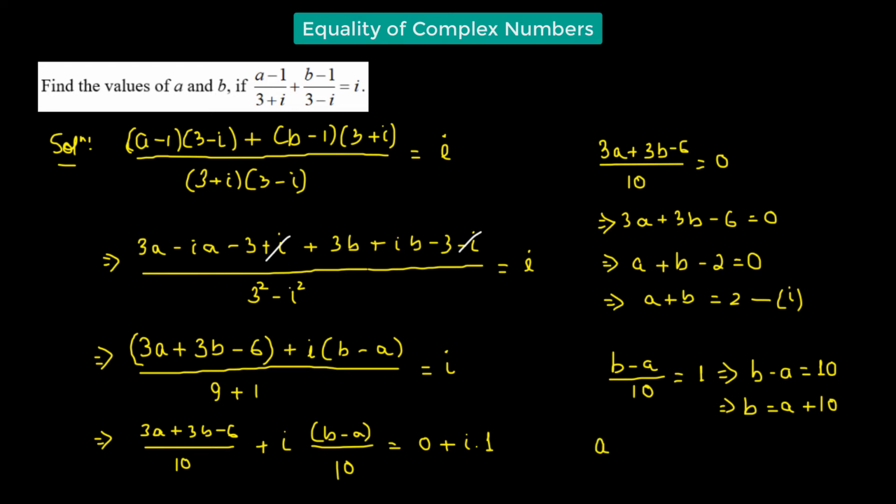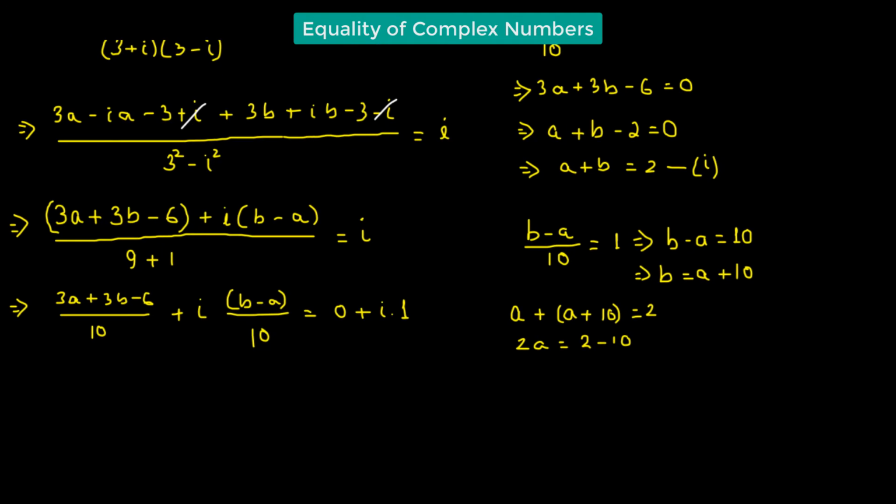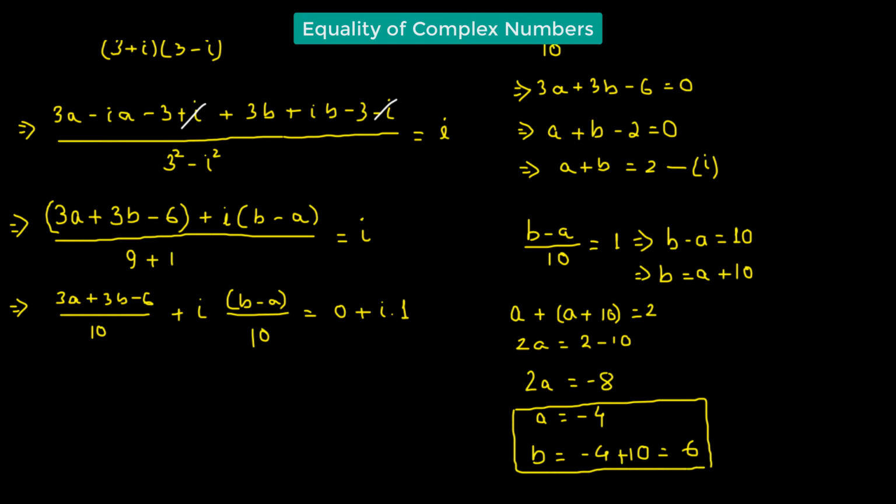So let us substitute the value of b, which is a plus 10, into equation number 1. That becomes a plus (a plus 10) equals 2. So we have 2a equals 2 minus 10, which gives us 2a is equal to negative 8. So a equals negative 8 divided by 2, which is negative 4. Solving for b, we have b is equal to a plus 10, so that would be negative 4 plus 10, which is equal to positive 6. So therefore, we have the required values: a is negative 4 and b is positive 6.